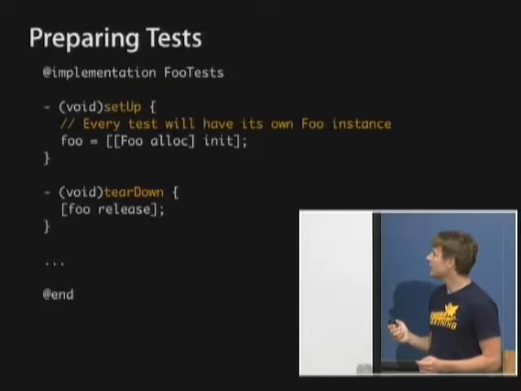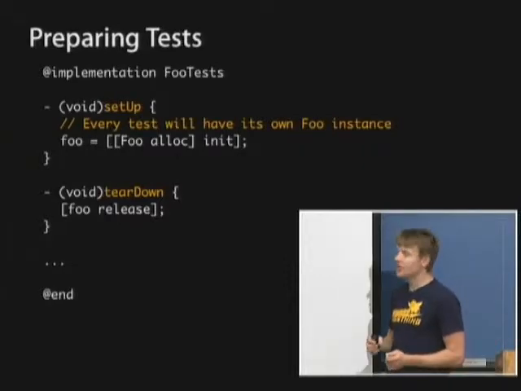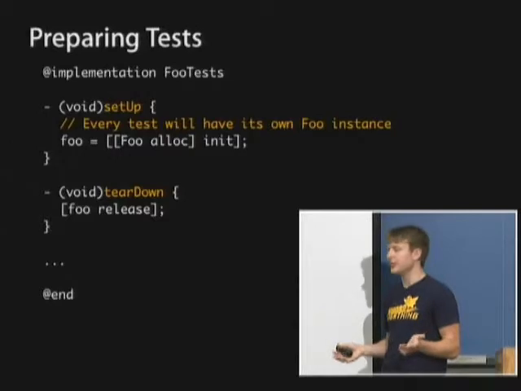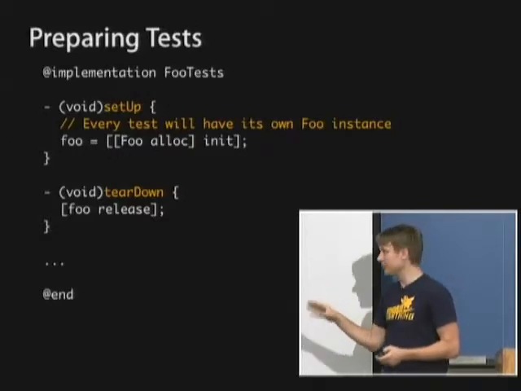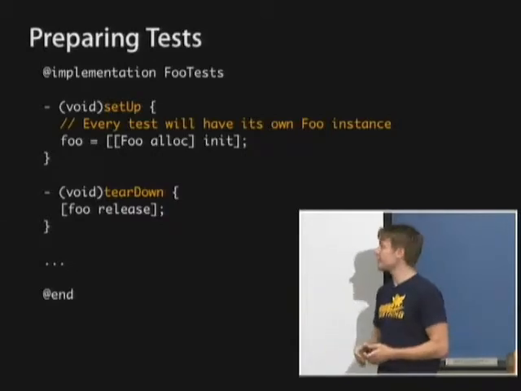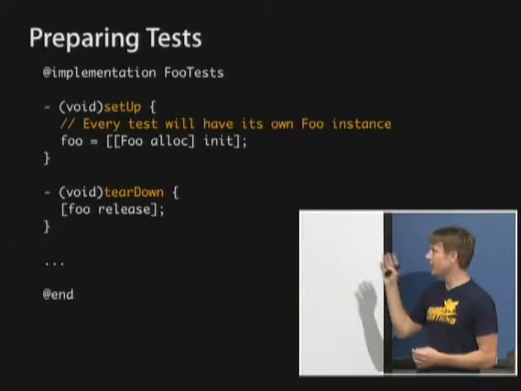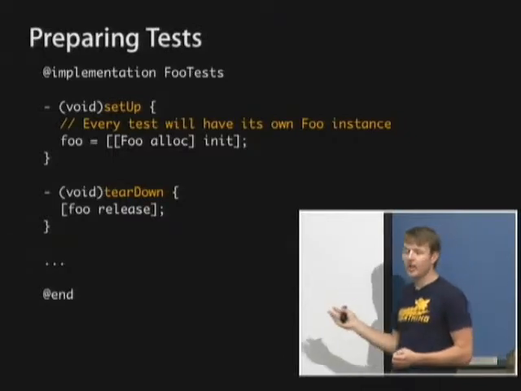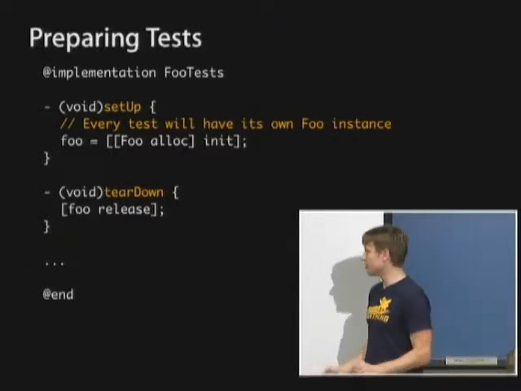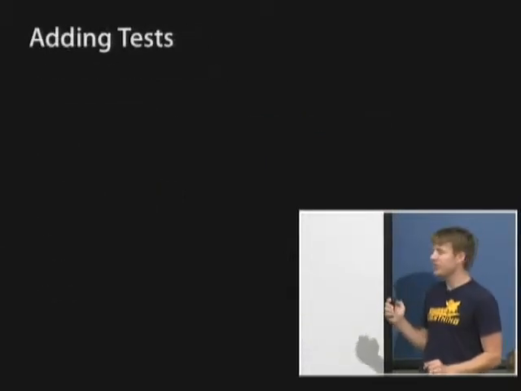And then in the implementation, here's our implementation of FooTests. Maybe in our setUp and tearDown methods, for every method, we want that foo instance variable to have some object. Who knows what this thing is? But it's a class that we want to test. So in our setUp method, we'll initialize the instance variable, alloc init a new Foo. And in the tearDown, we'll release it so that it gets cleaned up and goes away. So we've got setUp and tearDown.